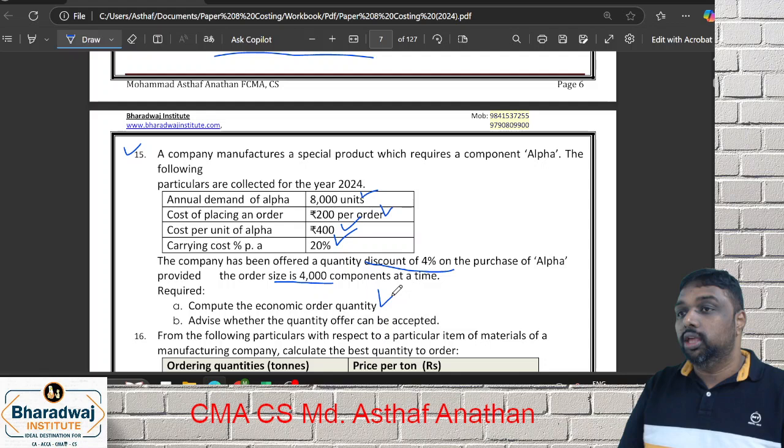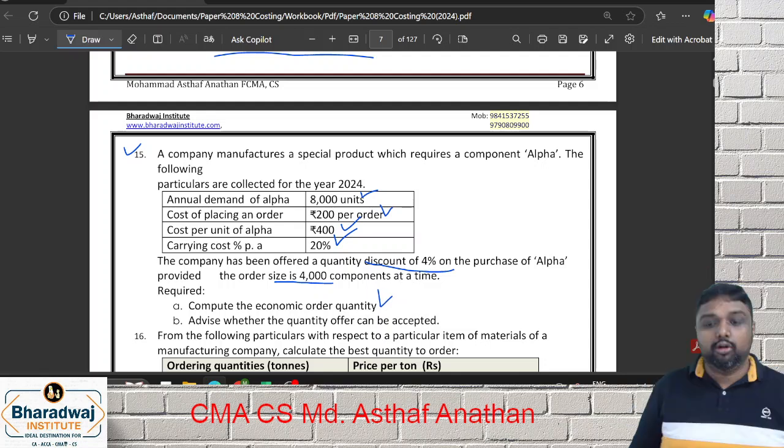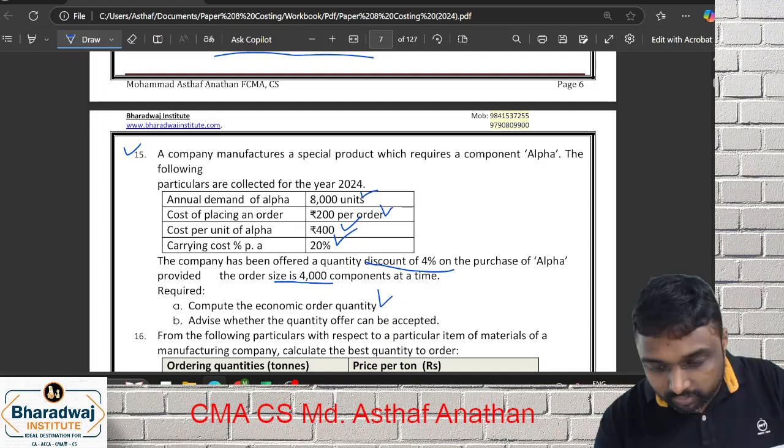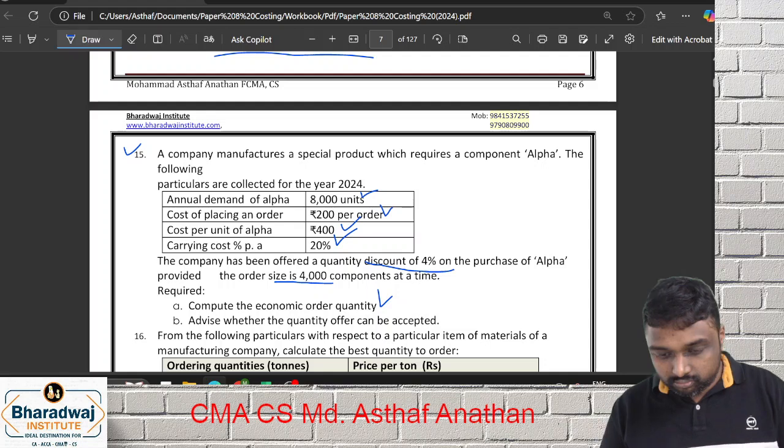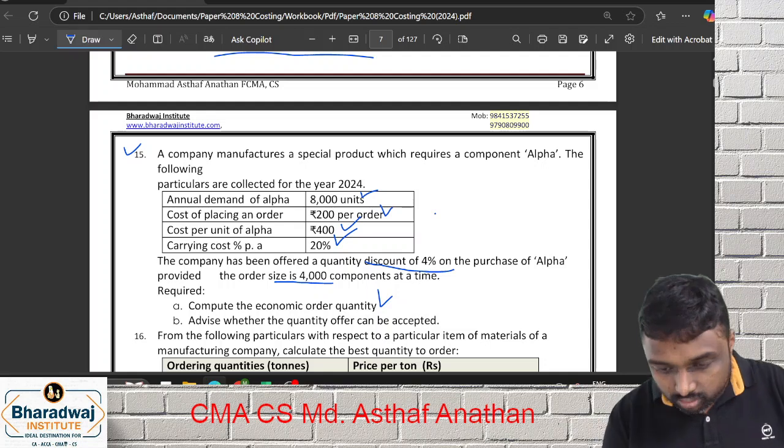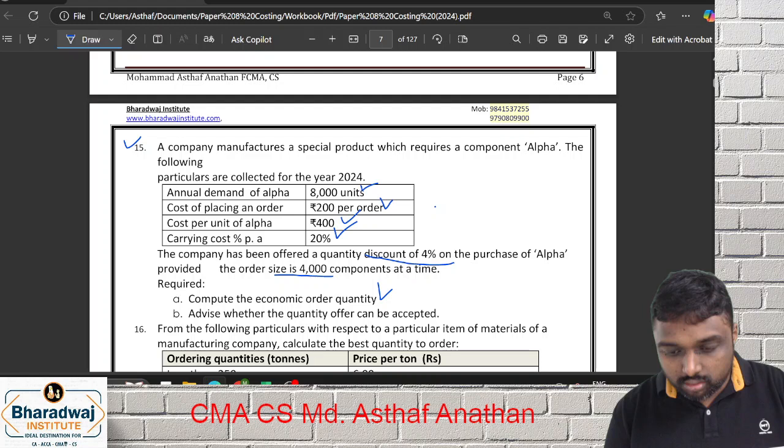EOQ, we have to apply our formula, root of 2 into annual requirement, which is 8,000, into cost of placing the order, which is 200, divided by carrying cost, which is 400 into 20 percent. What will you get, friends? What is the answer? 200 units.